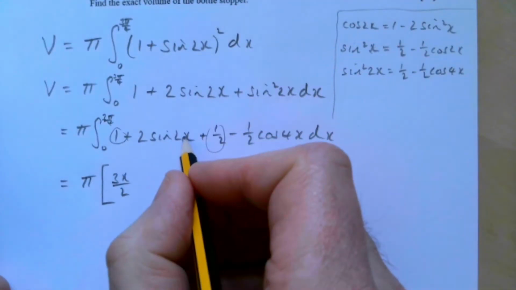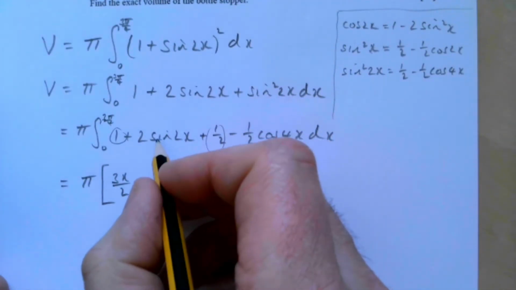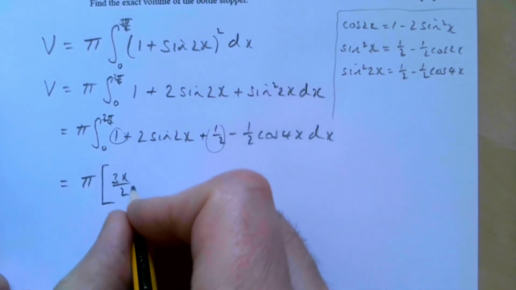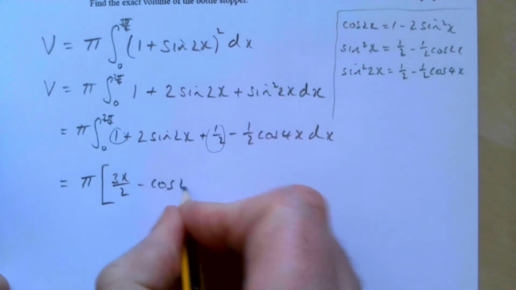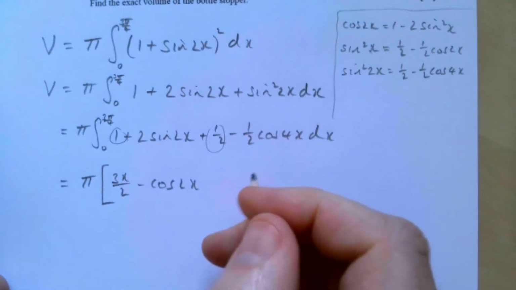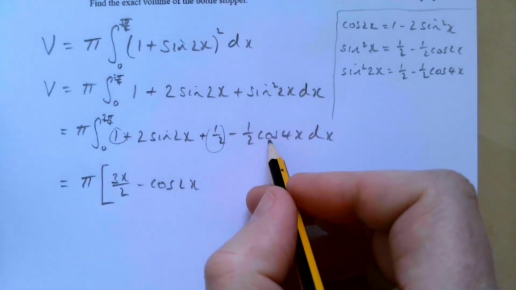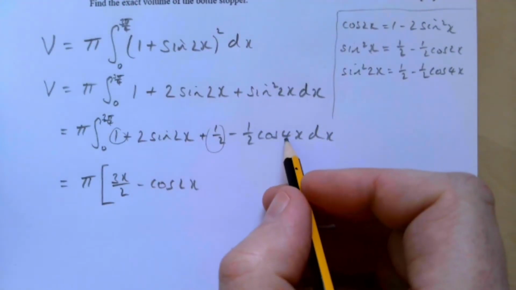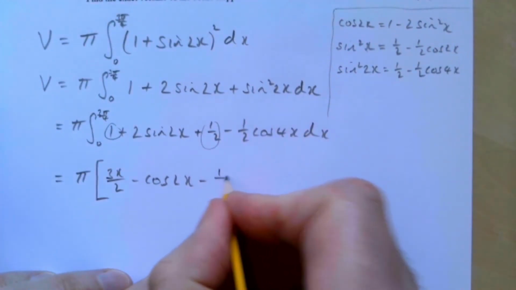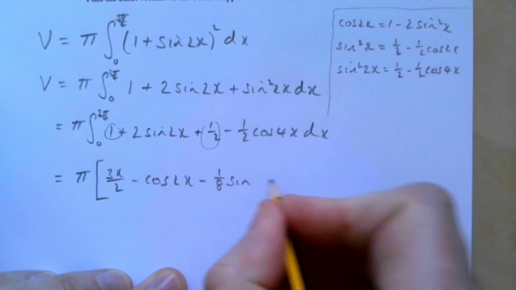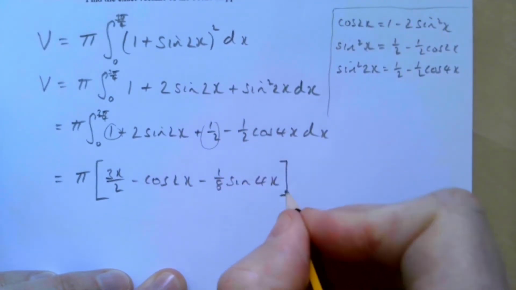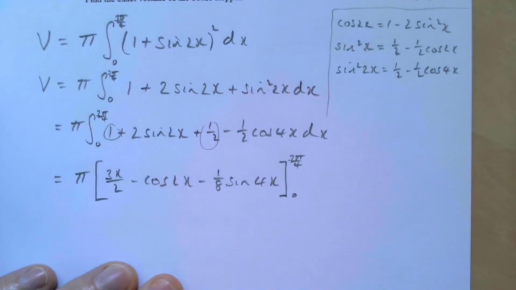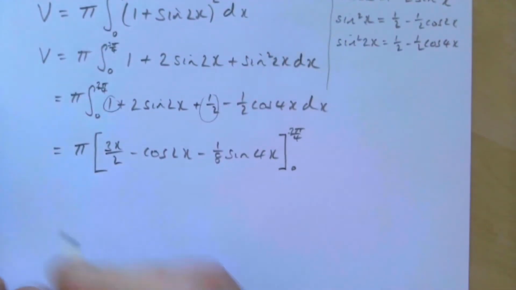Integrating 2 sine 2x. If I integrate sine 2x, I would get minus a half cos 2x. So if I'm integrating 2 sine 2x, it's going to be minus cos 2x. And then we have this, if we integrate cos 4x, we would get a quarter sine 4x. So this is going to be minus an eighth sine 4x, and that's in between 3 pi over 4 and 0. So we need to do a wee bit of working out here.